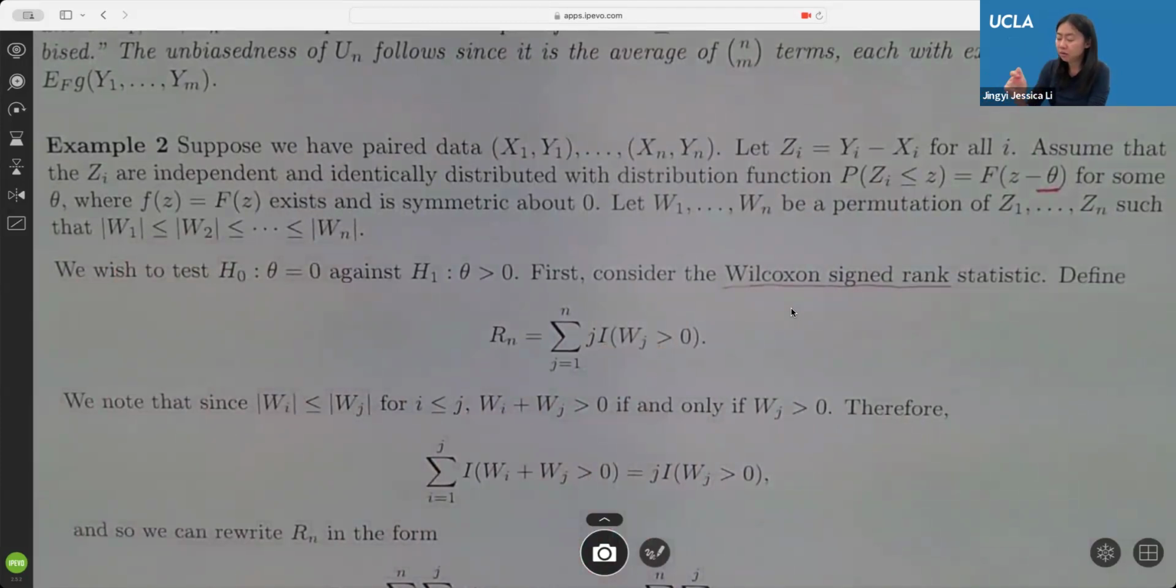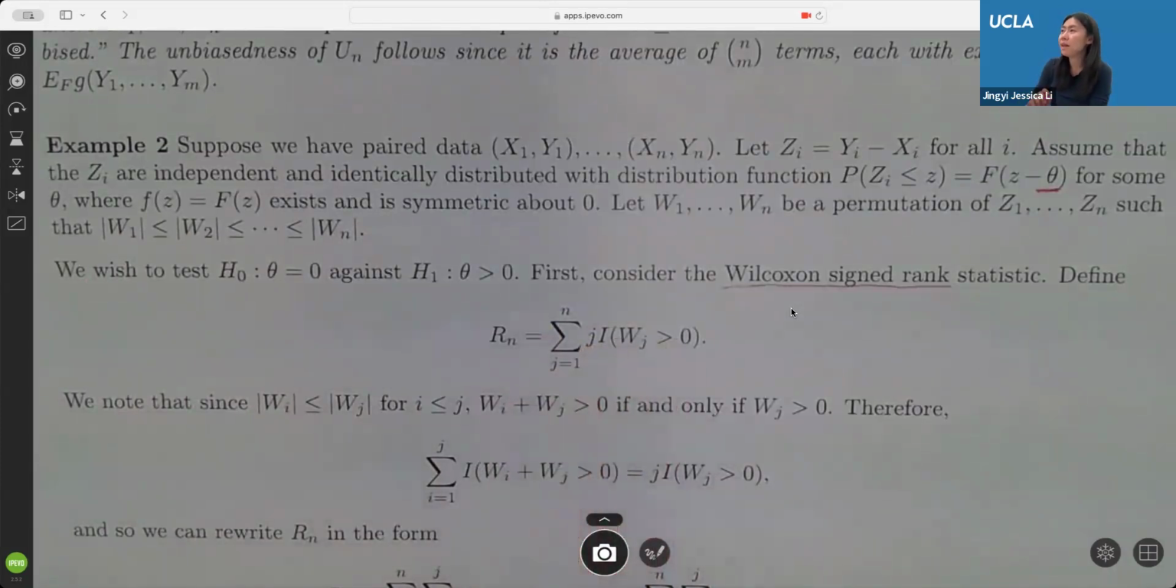So essentially, we look at each order and record whether it's positive or negative. If it's positive, the indicator value is 1, and we add its order to the sum. If it's not positive, say negative, then the indicator value is 0, so this order is not added.